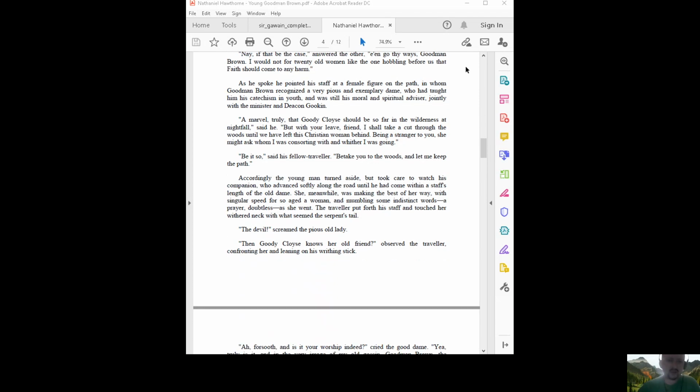"Nay, if that be the case," answered the other, "even go thy ways, Goodman Brown. I would not for 20 old women like the one hobbling before us that Faith should come to any harm."